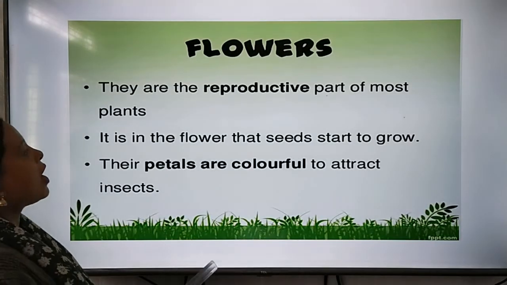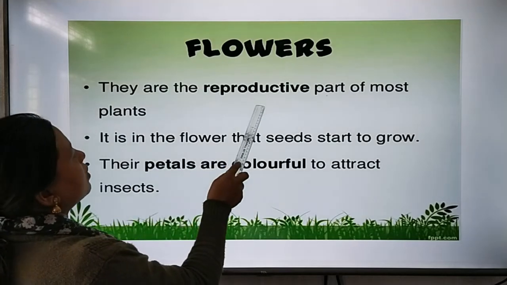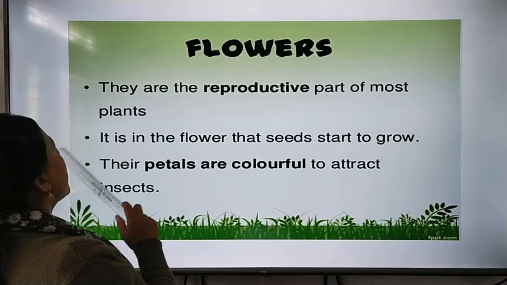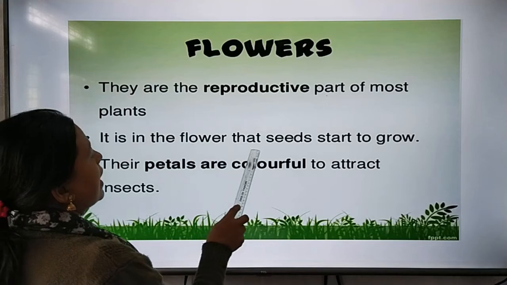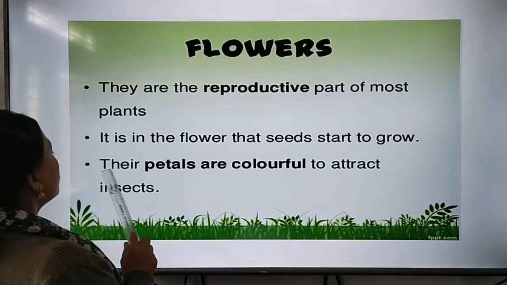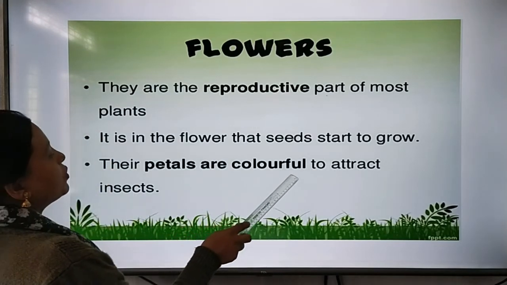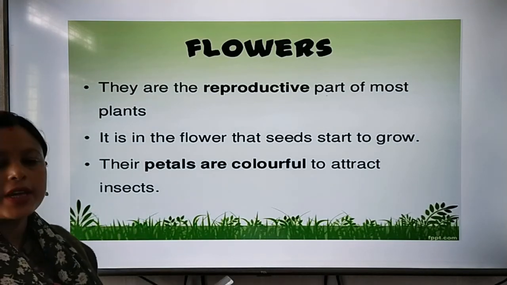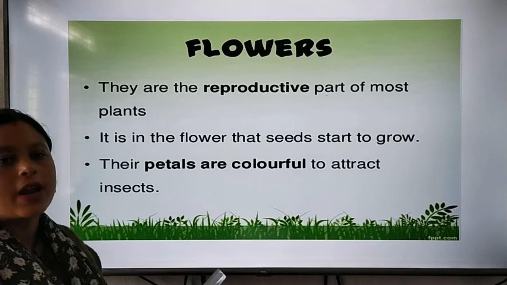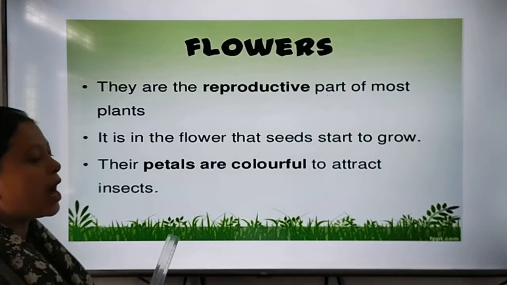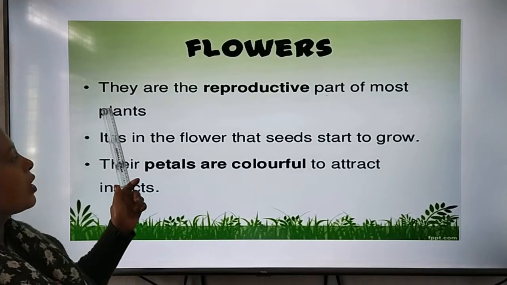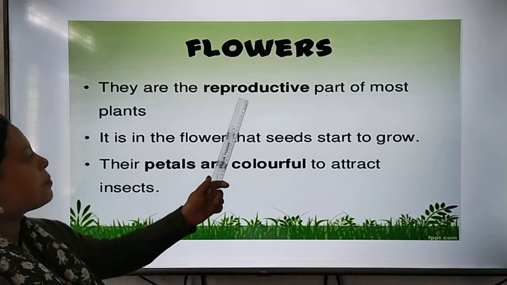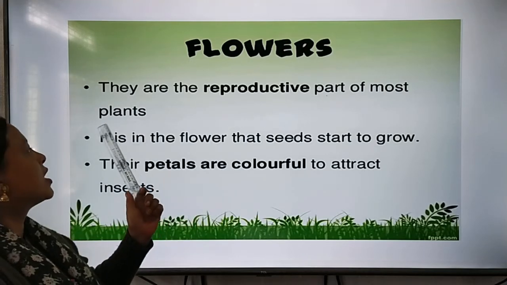Next one is flowers. They are the reproductive part of most plants. It is in the flower that seeds start to grow. Their petals are colorful to attract insects. So from flowers, we get fruits and seeds.